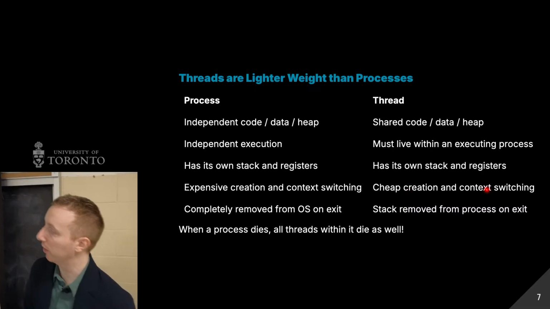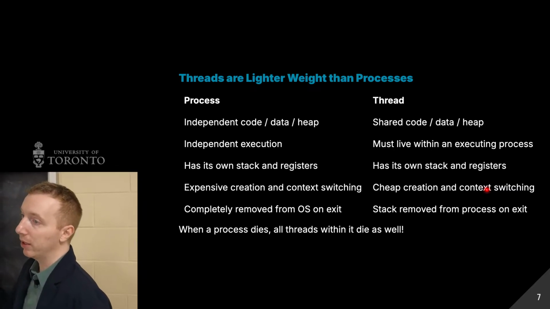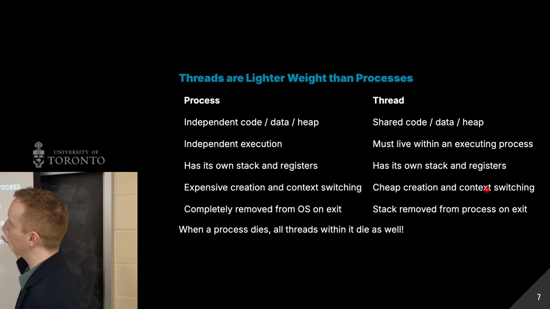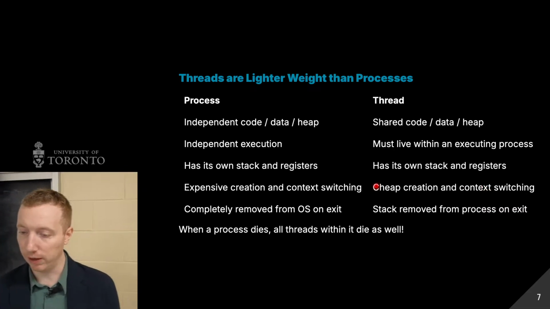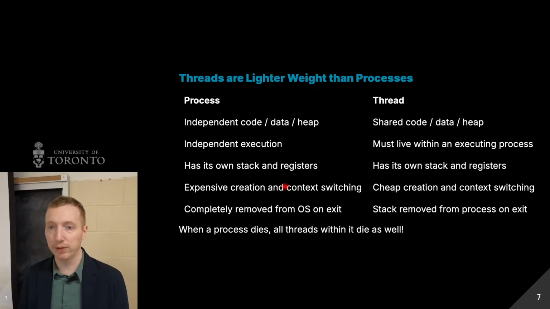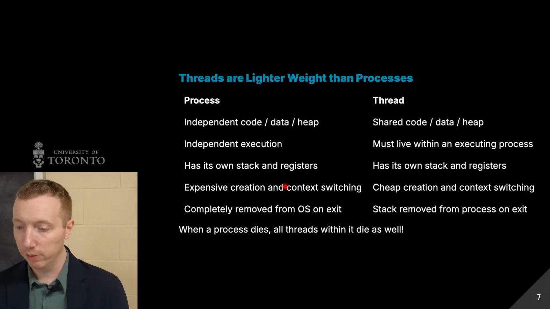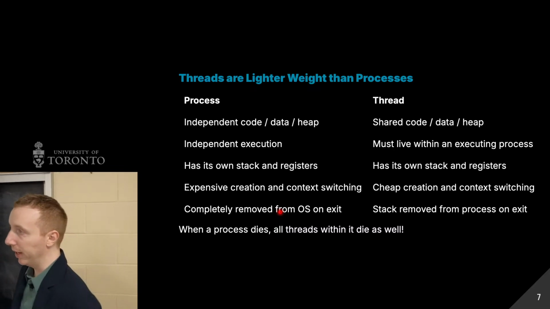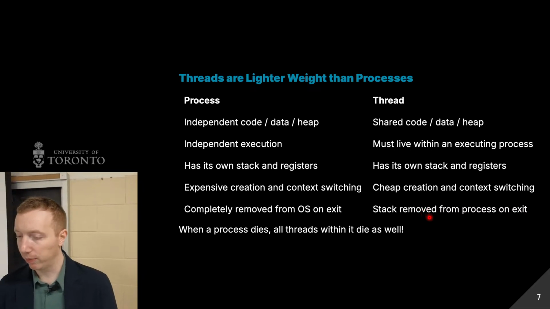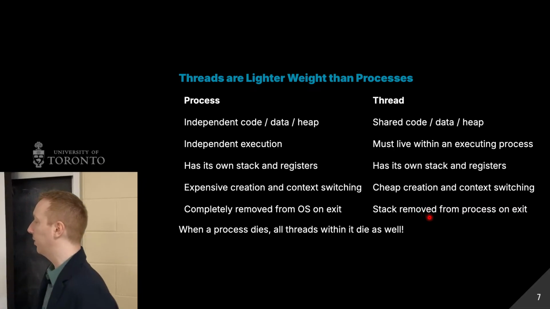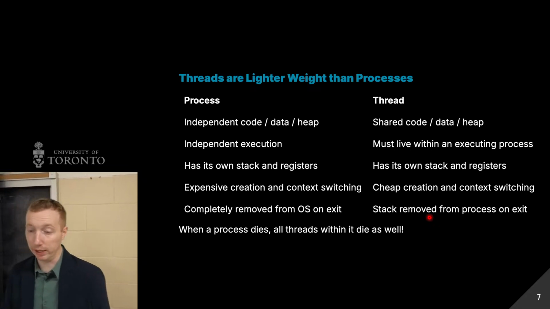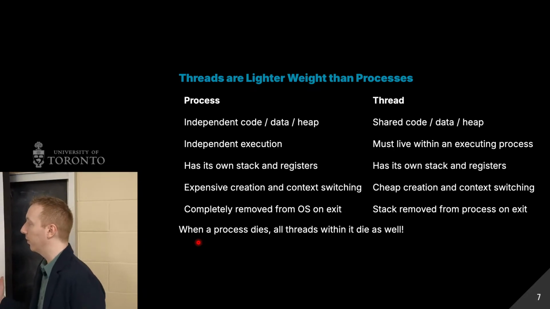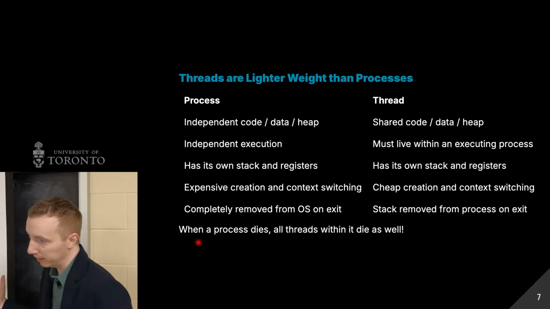And context switching is cheaper and faster because if I'm context switching between threads within a process, I don't have to flush the TLB or anything like that because it's all the same virtual address space. Everything is still valid. While if I'm context switching between different processes, I'd have to flush the TLB as we went over before, which is much slower. For processes, they're completely removed from the OS when they're exited and waited on. And for a thread, whenever they're waited on or cleaned up, just its stack is removed from that process whenever they exit and get cleaned up. The only slightly stranger caveat is that when a process dies, all the threads within it die as well because threads only exist within a process.